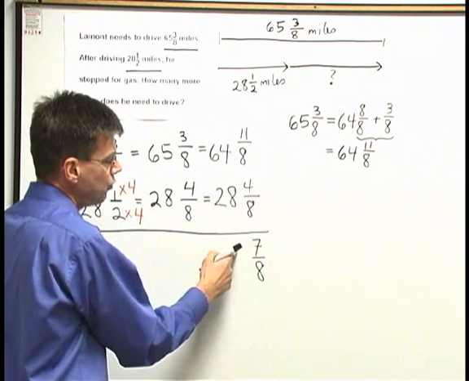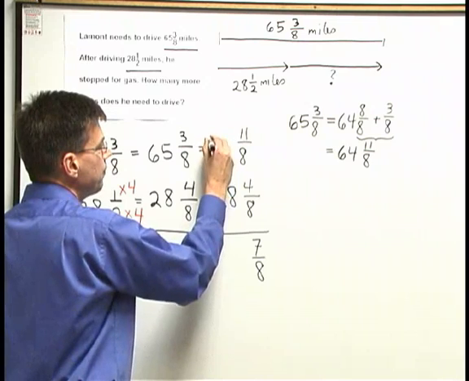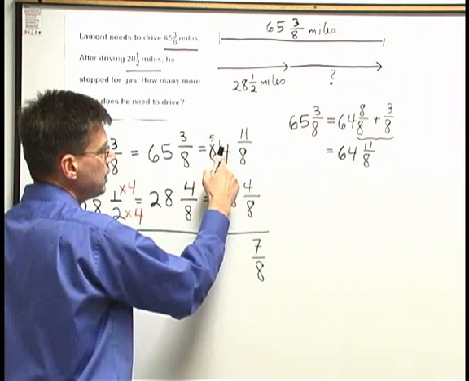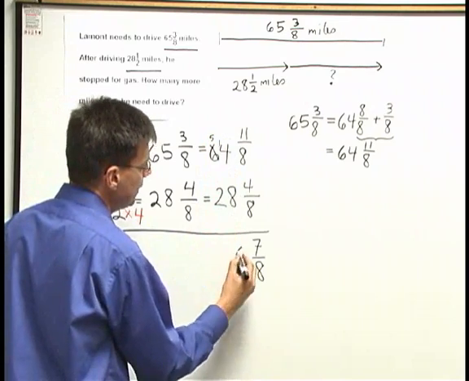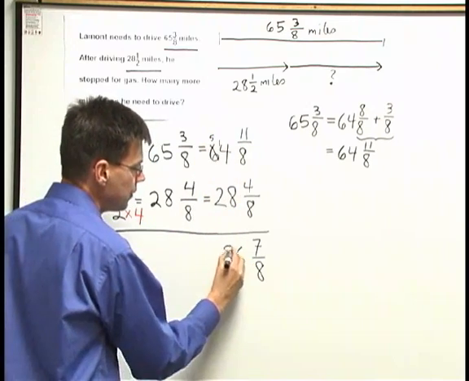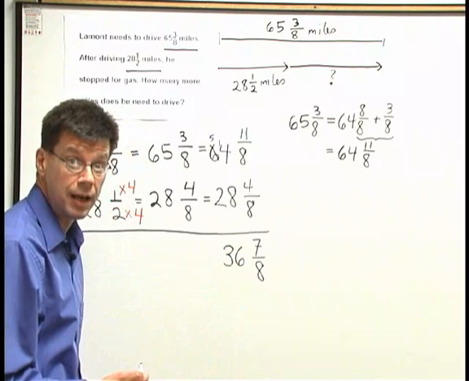64 minus 28, I could borrow here. 6 becomes 5. The 4 becomes 14. 14 minus 8 is going to be 6. 5 minus 2 is 3. So I have 36 7/8.